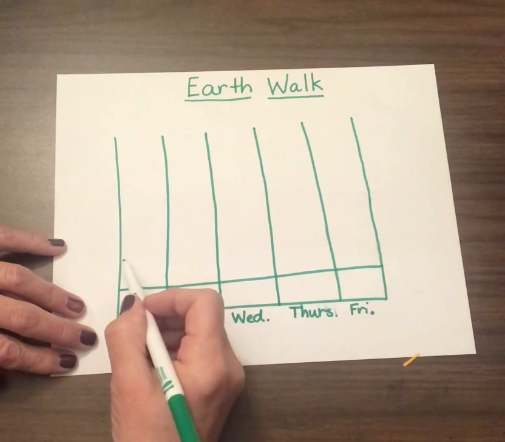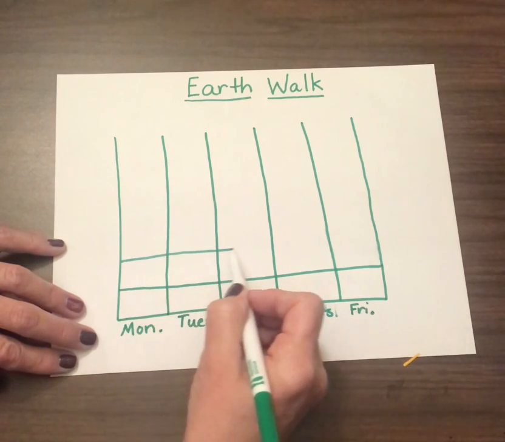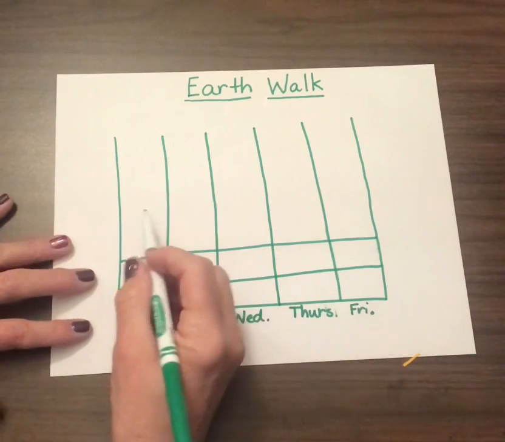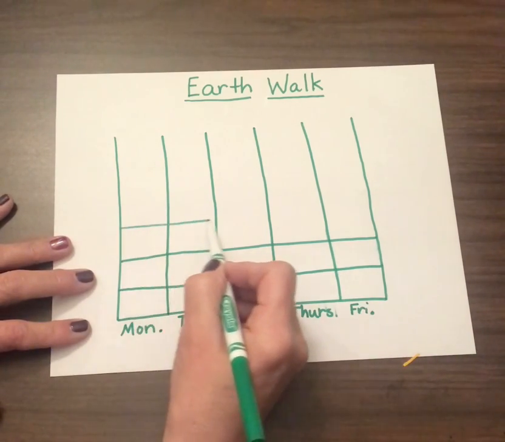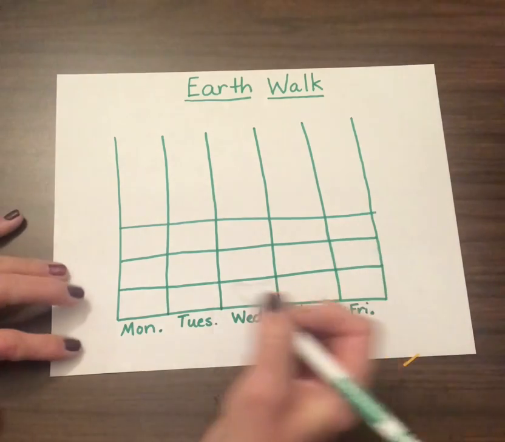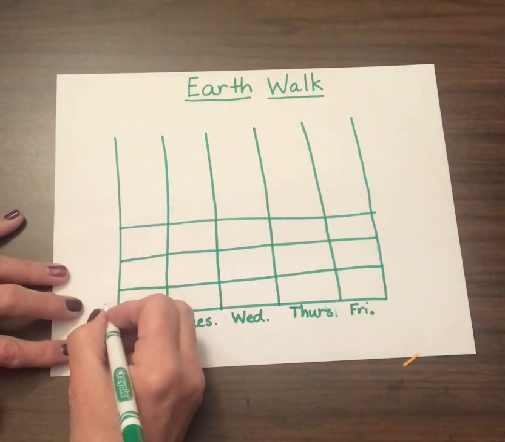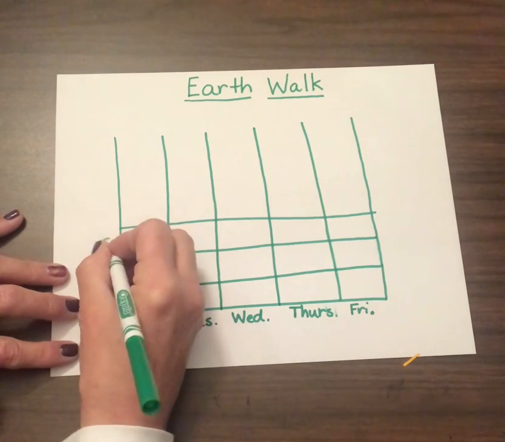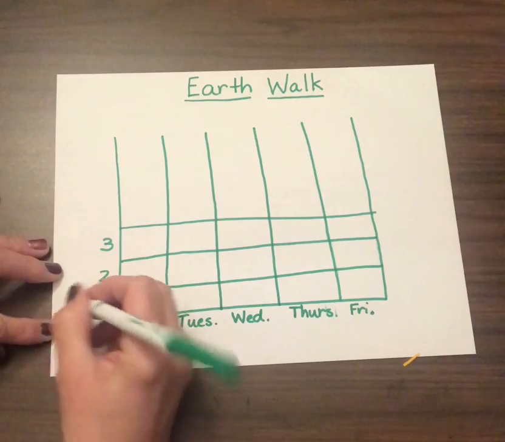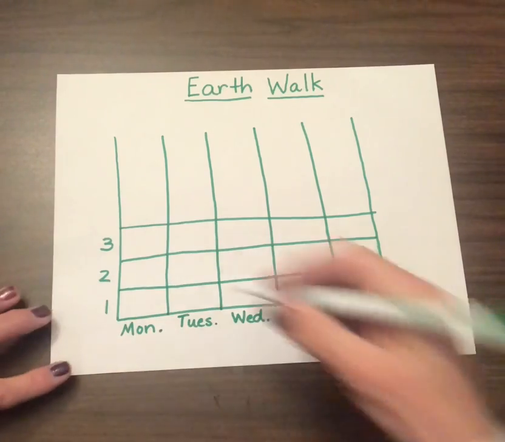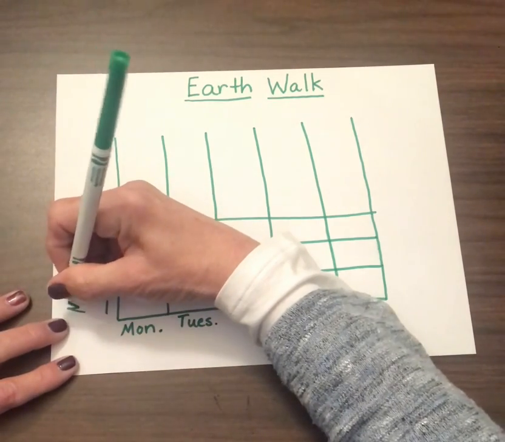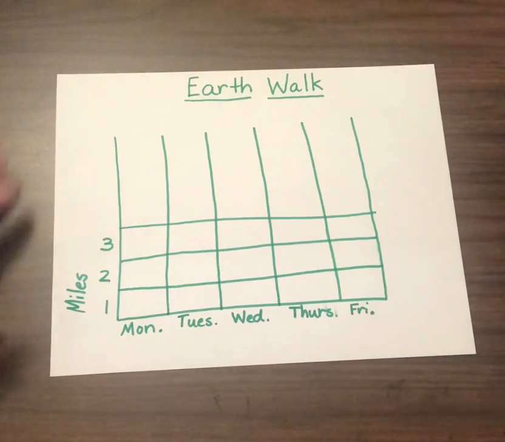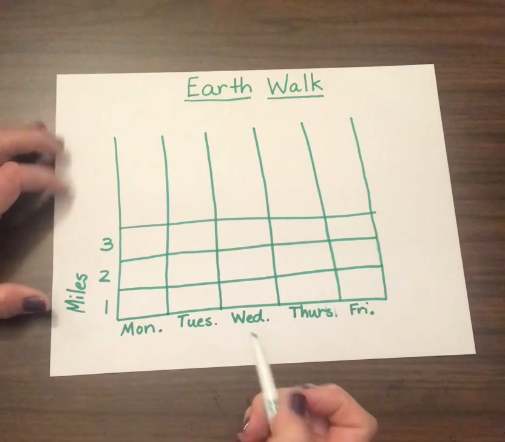Maybe you want to keep track of like the distance you walked. And my lines are not perfectly straight. That's okay. If you want to use a ruler to make straight lines, you can. So I'm going to measure mine in miles. So I'm going to say 1, 2, 3. And I'm going to even label it on the side over here that this is miles, because that's a distance that's good to walk. And when I walk my dog, I usually walk about 2 miles.